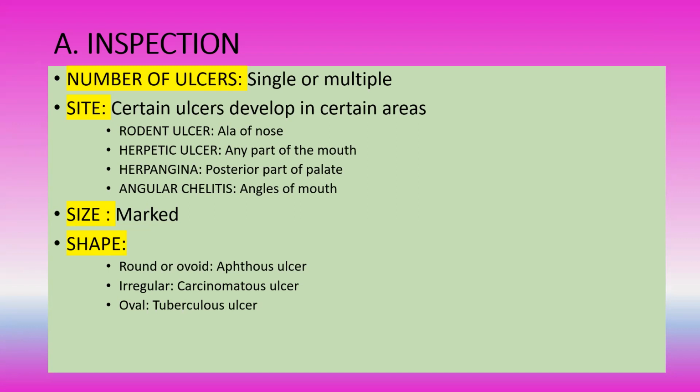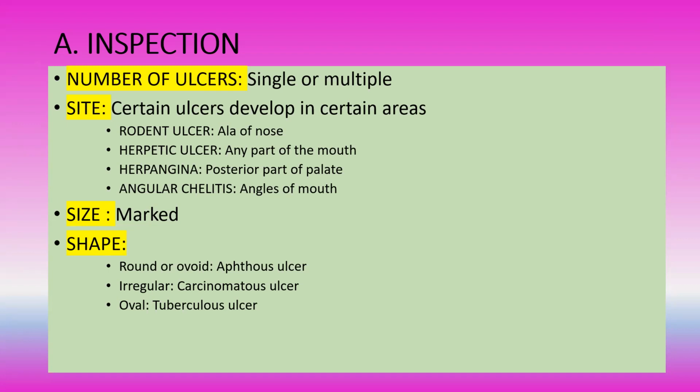Coming to the site, certain ulcers develop only in particular anatomical areas. For example, a rodent ulcer will appear most commonly in the ala of the nose. A herpetic ulcer can occur in any part of the mouth. Herpangina can occur in the posterior part of the palate. Angular cheilitis will mostly occur only in the angles or the commissures of the mouth.